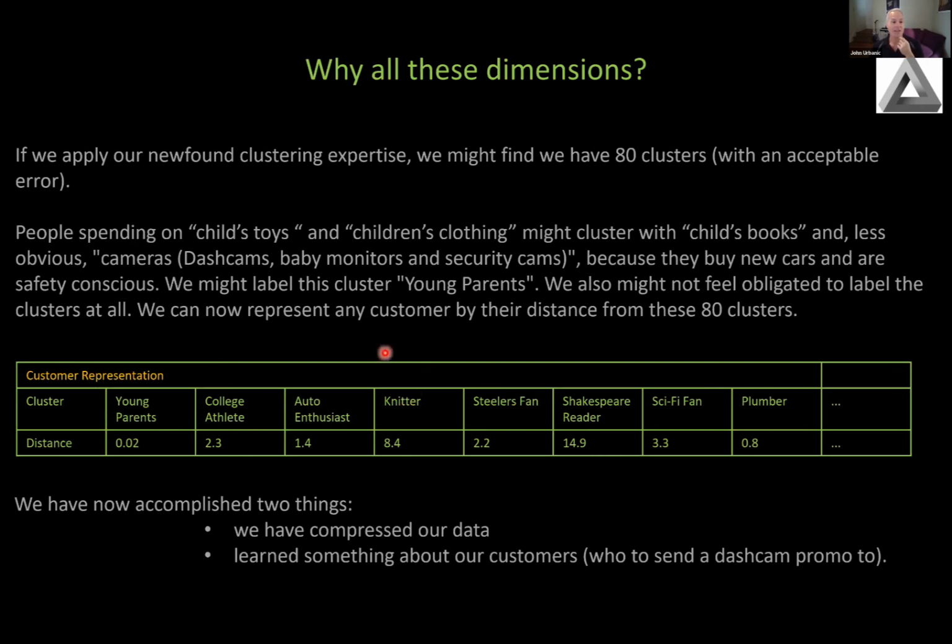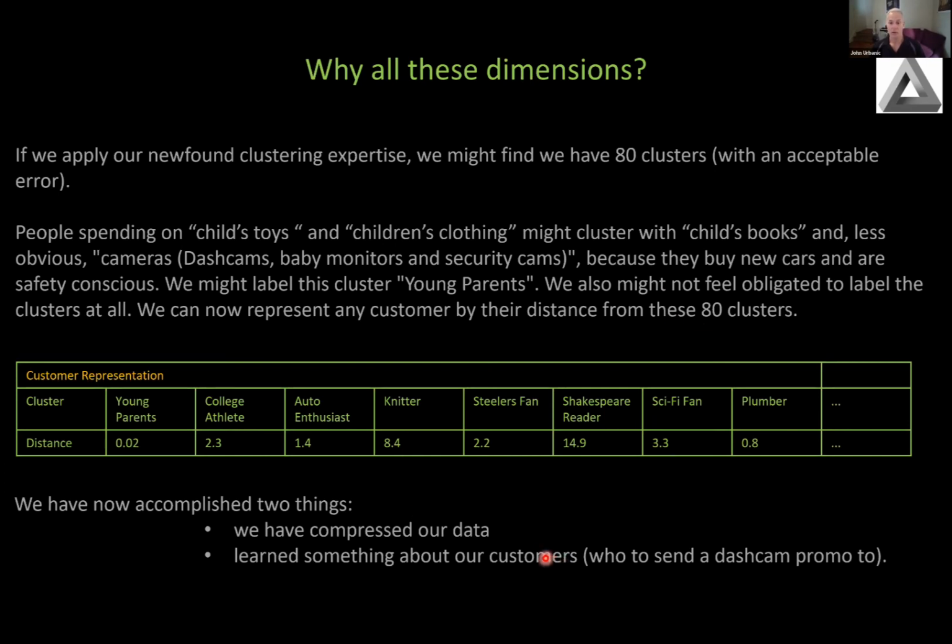Then for any given person, we can say, how far are they from that cluster? If they're very close to that cluster, we might conclude that they're a young parent. If they're very far from that cluster, we might conclude, well, they're not a Shakespeare enthusiast, for example. So now with 80 numbers, we can try to represent this person by their general purchasing characteristics. In other words, we've reduced the dimensionality of this person from 2,900 down to 80. So we reduced the dimensions, and we've learned something about our customers.